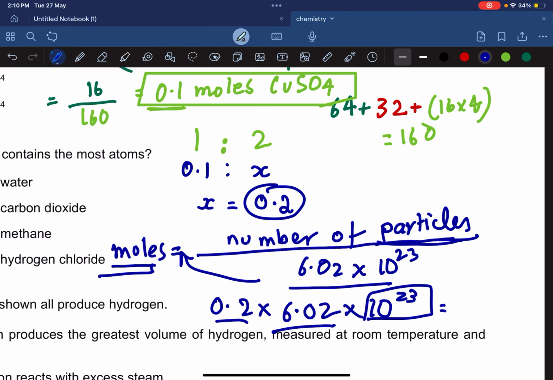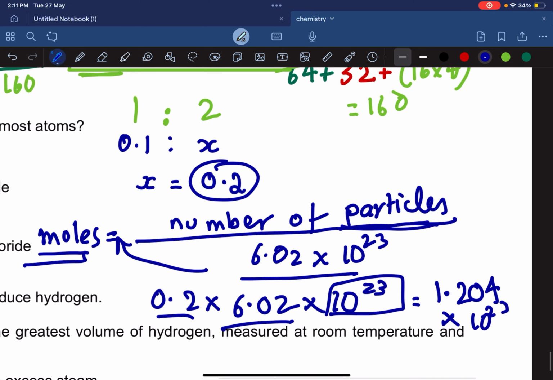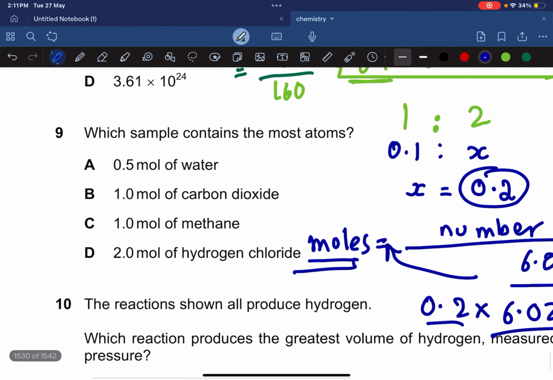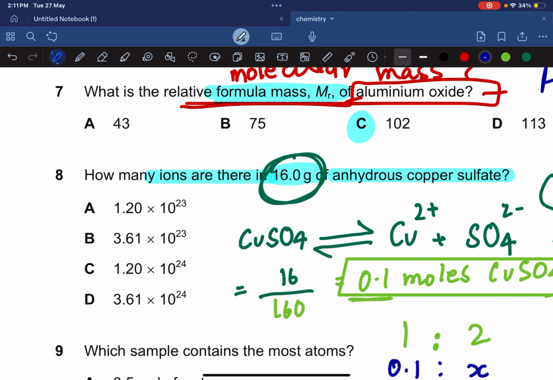Luckily that's in standard form. 1.204 into 10 exponent 23, that remains the same. So that's going to be my answer: 1.204 into 10 exponent 23.